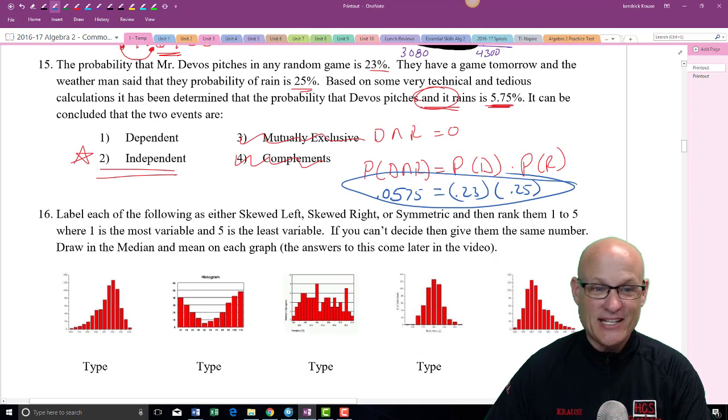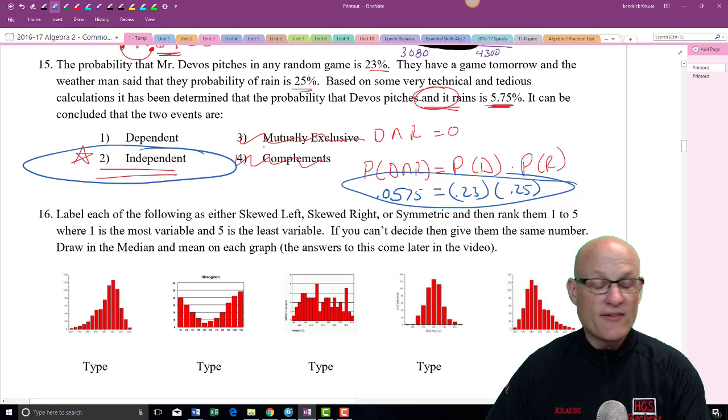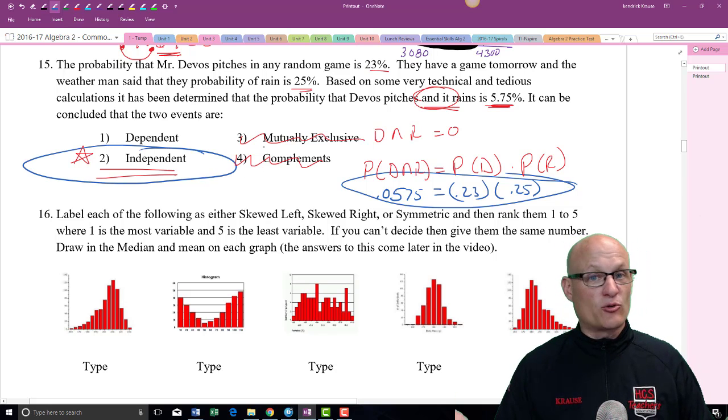So this is in fact equal, therefore they are independent. If I would have ended up with 0.0575 equals 0.4, not independent. They would be dependent.